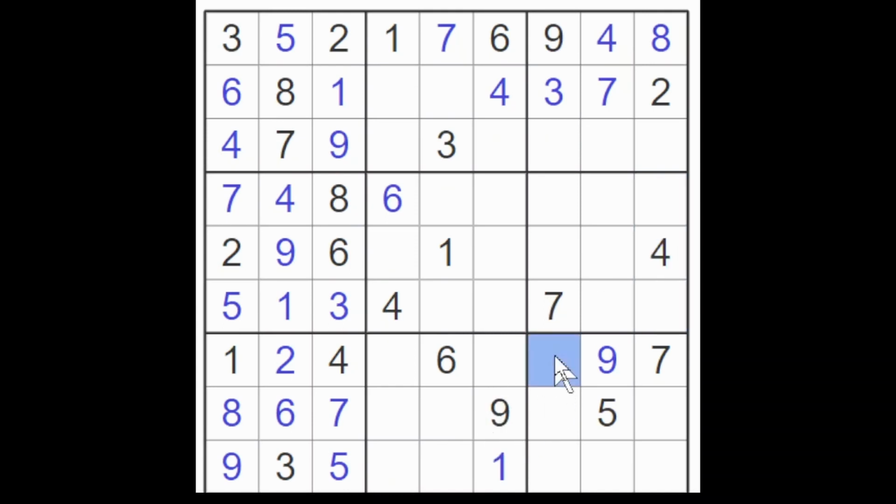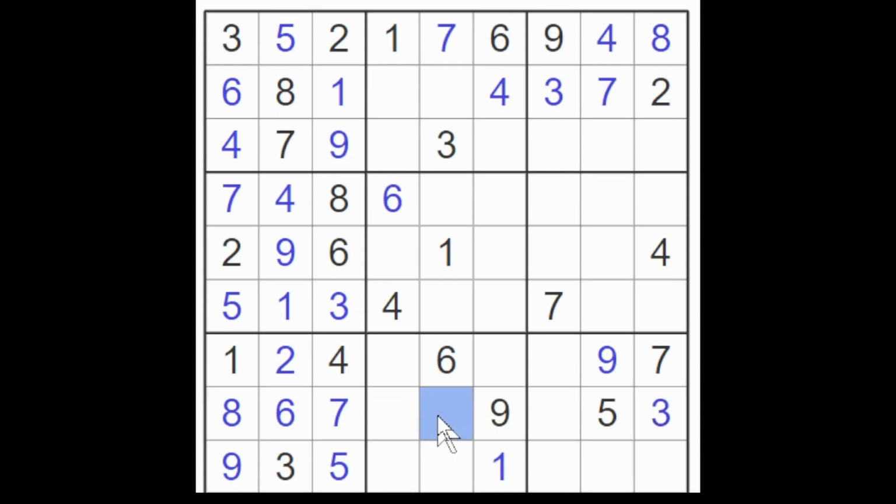So since this cell can't be a 3, look at the 3 up here, one of these two cells must be a 3. Which is going to be is not important right now. What's important is that in combination with the 3 here, we need to find a home for a 3 in one of these two cells. And it's got to be this cell here because there's already a 3 in the column.